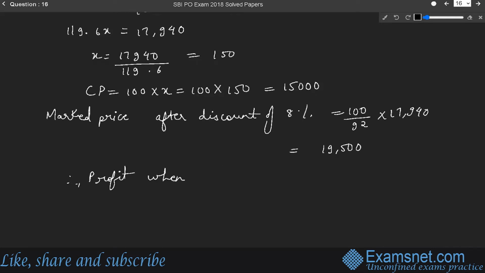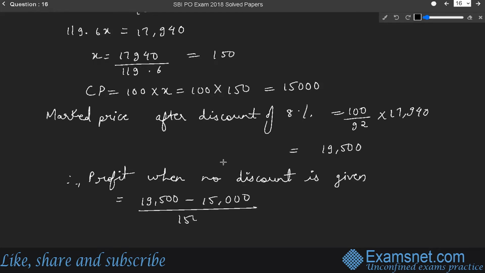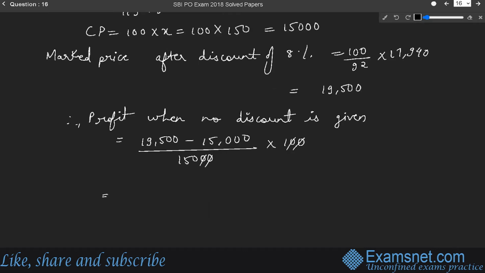Therefore, the profit when no discount is given will be equal to 19,500 minus 15,000 divided by 15,000 into 100. Zeros and zeros will be cancelled. So it will be 45 upon 15 into 10. So it will be equal to 30%. So we can say that the profit when no discount is given is 30%.